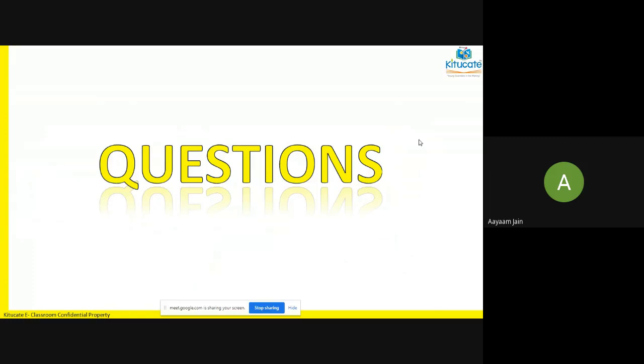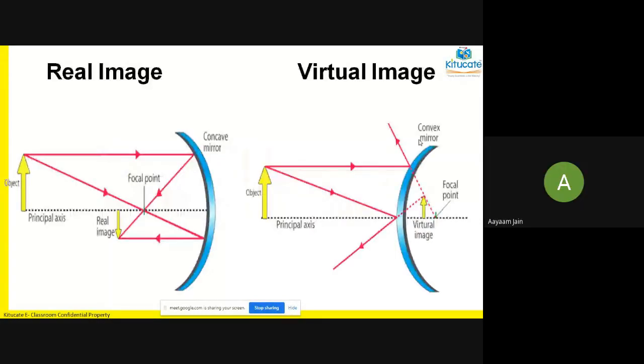Ma'am, I didn't understand this last part only. I didn't understand all those arrows and the object and the last one. Okay, all these arrows you want to understand?